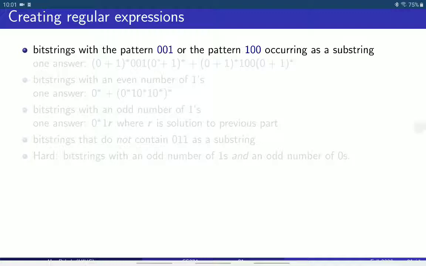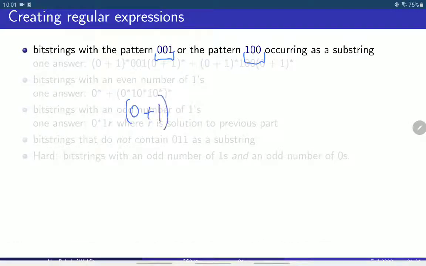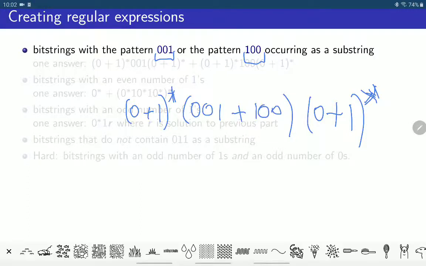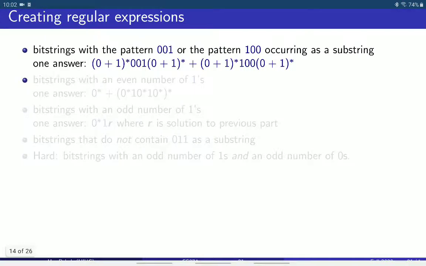Okay, all binary strings which contain 0 0 1 or 1 0 0 as a substring. Well, we already saw the regular expression for 0 0 1, right? So this one is 0 plus 1 star, and then 0 0 1, and then 0 or 1 star. This was what we already saw in the previous slide. And now, if we want 1 0 0, we can just put it here, right? So generate a binary string, put either 0 0 1 or 1 0 0 in it, and then concatenate any arbitrary binary string. So this is one solution, and in fact it's more compact than the solution on the slide. Okay.